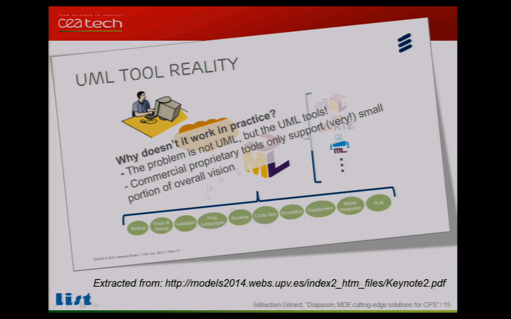This is an extract of a presentation by Ericsson people at the Models Conference. The Models Conference is the most important conference in the world in the context of model-driven engineering. And this is a very good point to say that UML is not really the problem. The problem is the tools that implement UML. One of the main issues is that people decided to reject UML, not because of UML itself, but because of the tools they have used.